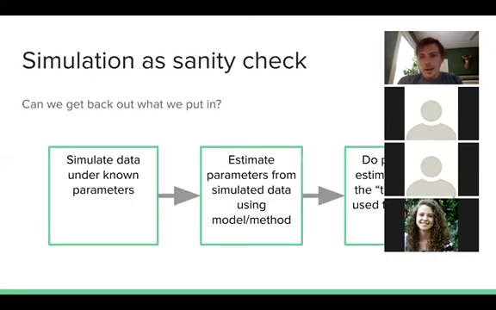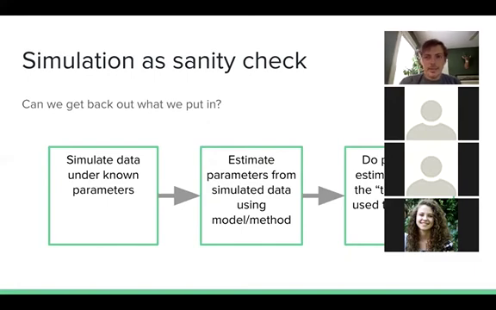So what I recommend, especially in molecular epidemiology, where our analysis tends to be quite complicated because we have complex data sets and we're generally running complex analyses in things like BEAST, is to do a simple sanity check where we play this game of: can we get back out what we put into our simulations?